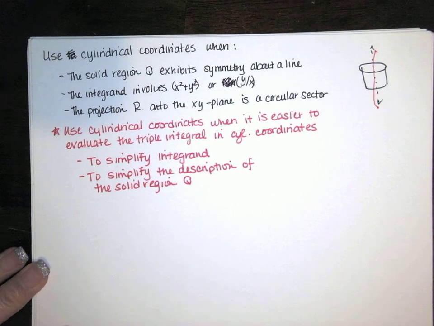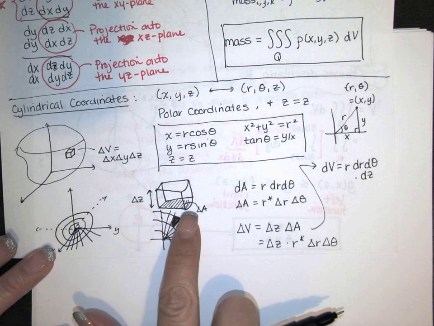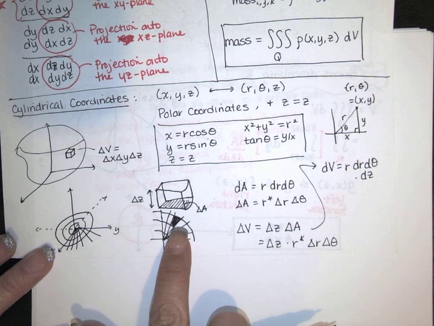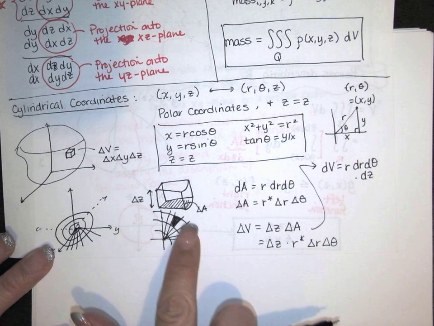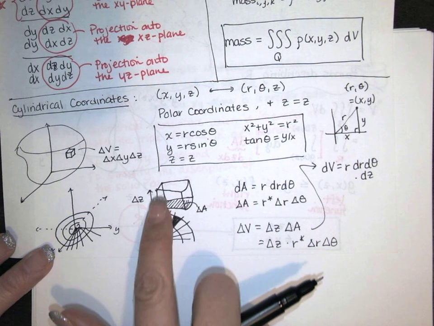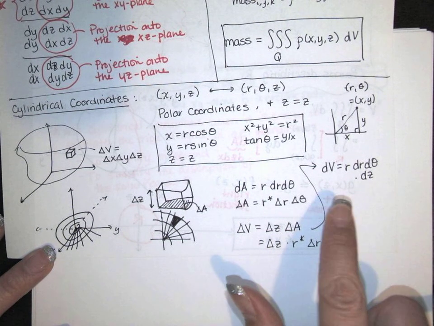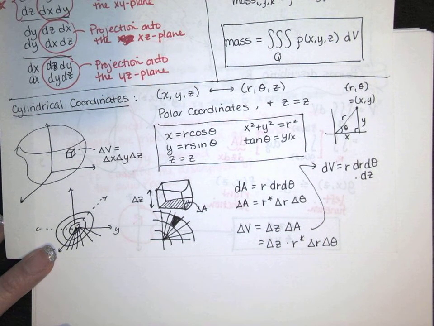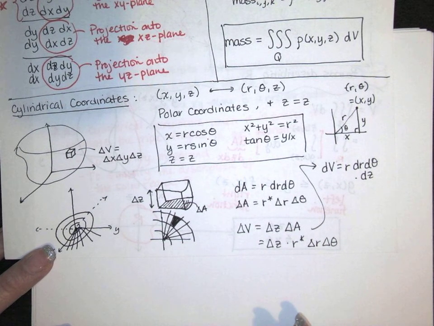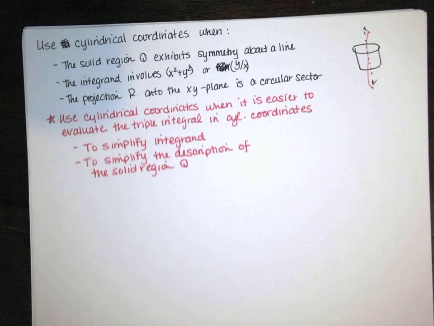And whenever we look at our little pieces, the delta A in the xy plane is a little tiny area piece, and it looks like, on polar plotting paper, a little area piece like that. We're just going to add that third dimension delta z to get a new delta V. So it's just r dr d theta times dz when we move to cylindrical coordinates. So let's do a couple of examples.